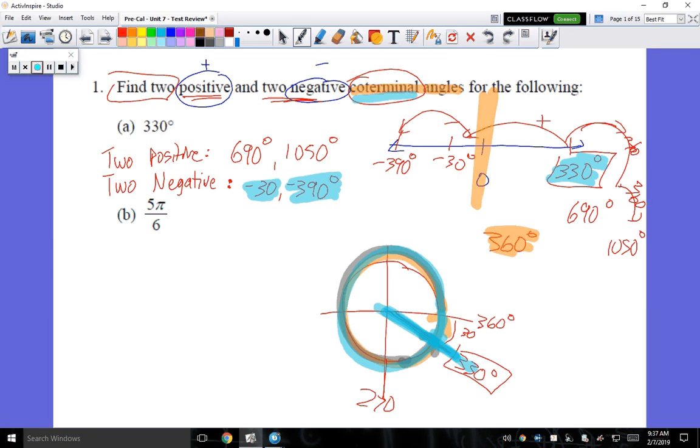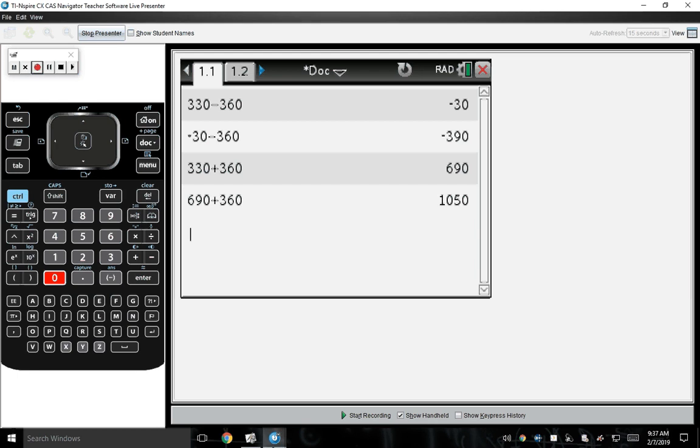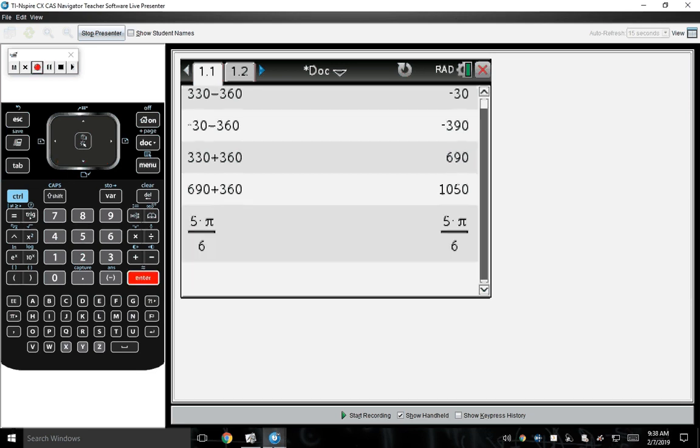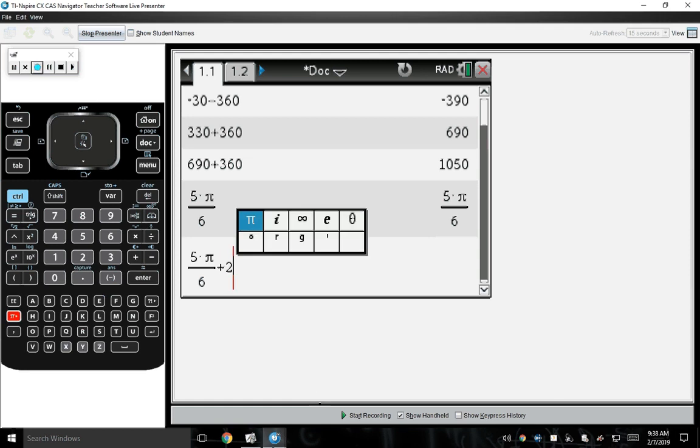Okay, you're going to do the same thing, only instead of adding and subtracting increments of 360 when we're in degrees, when we're in radians we're going to be adding and subtracting increments of 2 pi. So let's go ahead and go to the calculator with 5 pi over 6. So control divide, we're going to do 5, pressing the pi button down here on the bottom left, over 6. That's where we're going to start, and we're going to add increments of 2 pi.